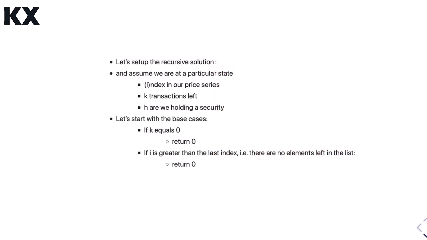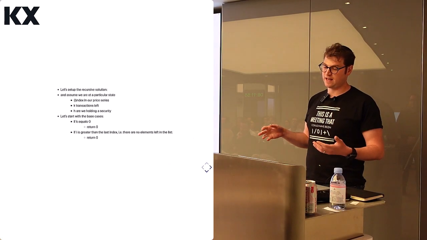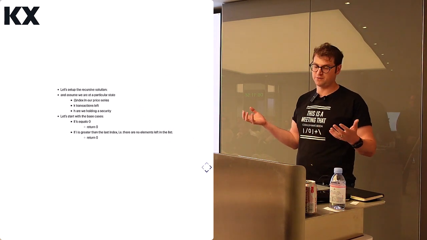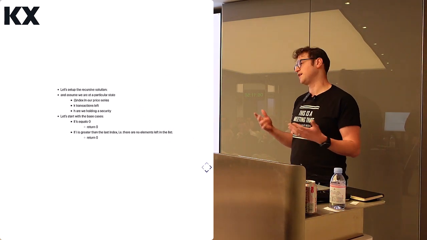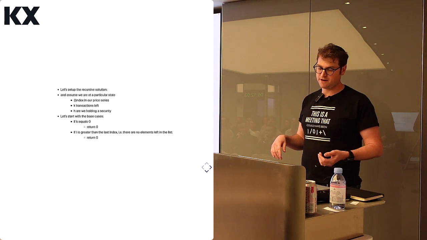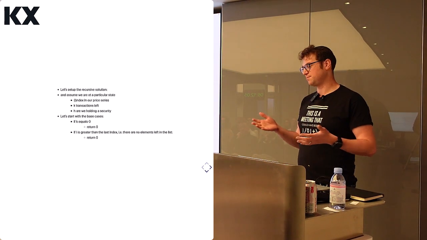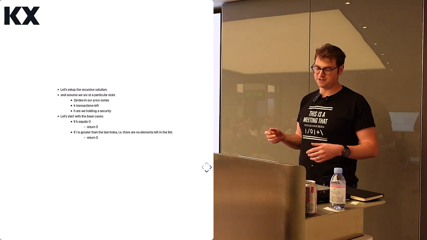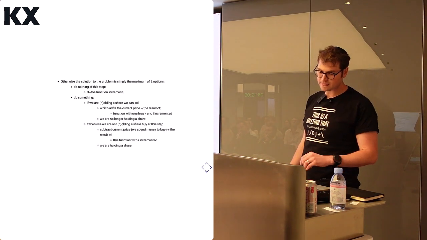We have K transactions, and we're going to have 3 pieces of state. We're going to have the index that we're currently working at, I, K, the number of transactions we have left to go, and H, if we're holding or we're not holding a security. So if we start with the base case, if we have no transactions left, if K equals 0, we're going to return 0. We can't do anything. We're not allowed to trade, so we're going to return 0. If I is greater than the last index, there are no more prices left, so there's also nothing to do, so we're going to return 0.